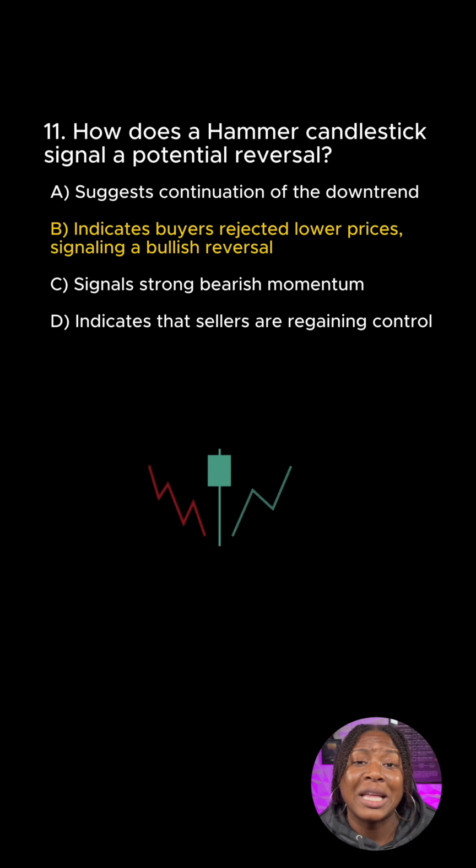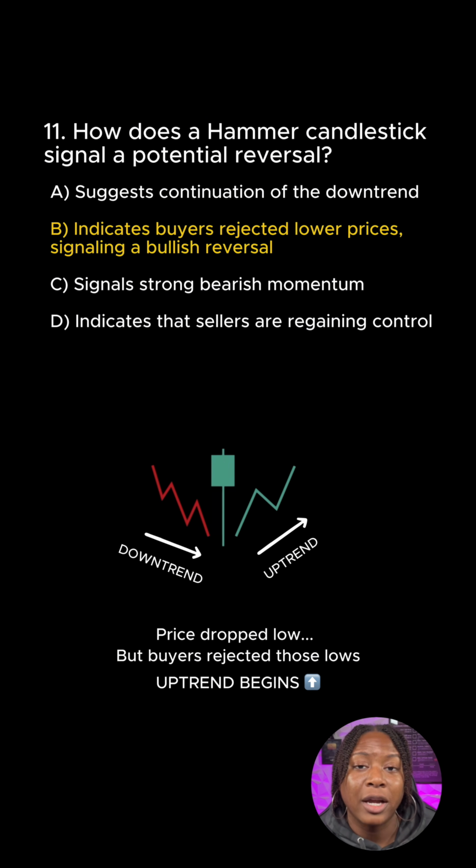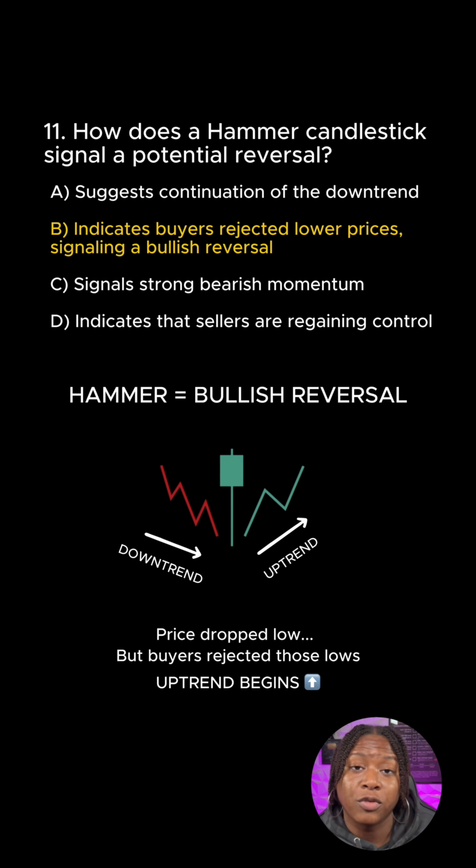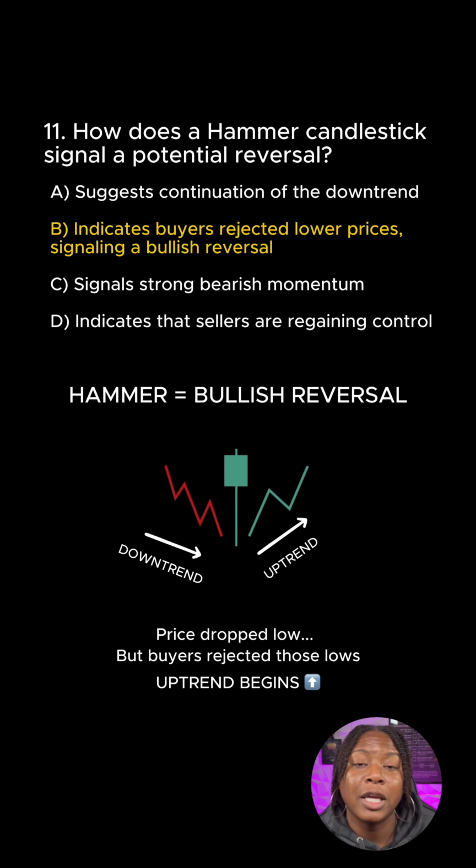A hammer candlestick at the end of a downtrend signals buyers are rejecting lower prices. So that's going to pave the way for a potential bullish reversal. Buyers are starting to step in here and take control.